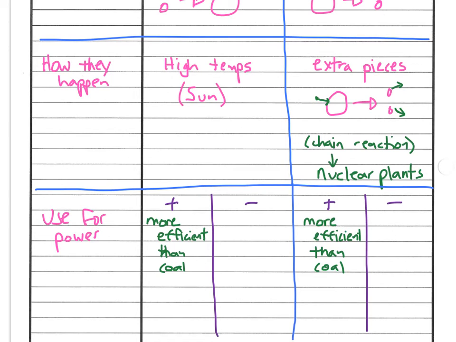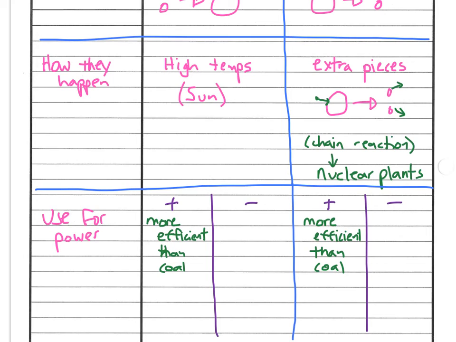For starters, they are both more efficient than coal. In fact, there's some really awesome pictures you can look at on the internet of comparing the amount of fuel that you would need to power a home for a year. It takes like this tiny little piece, a kilogram of uranium, versus like truckloads and truckloads of coal. So you get a lot more energy out of one little piece when you use fission or fusion. Fusion uses a gas, so we're talking about even something smaller there.